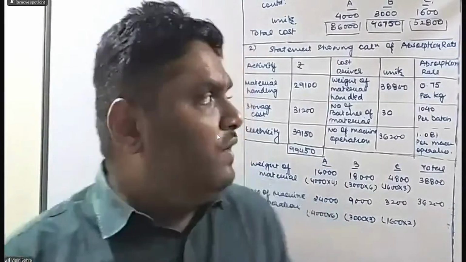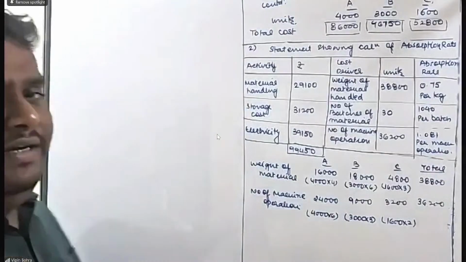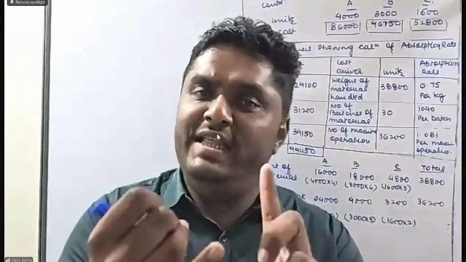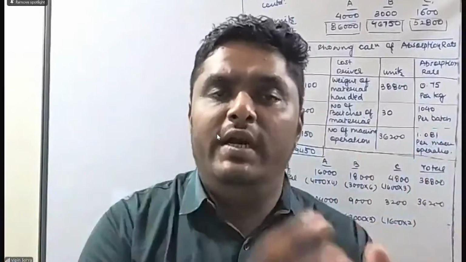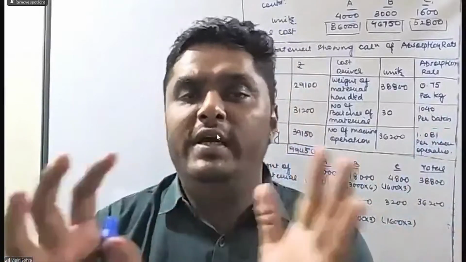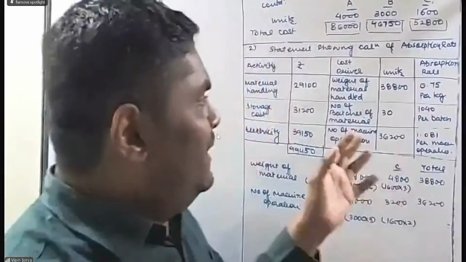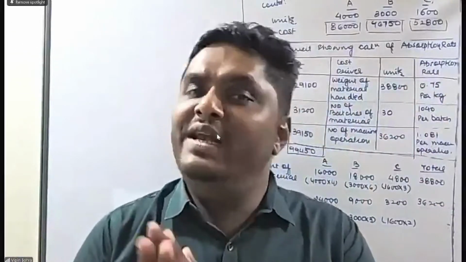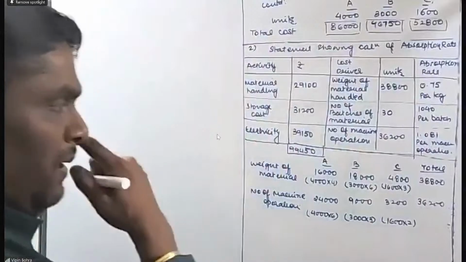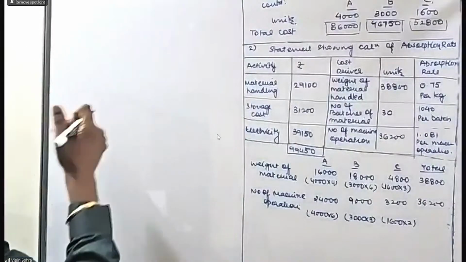So we are done with the calculation of absorption rate. In the traditional system of costing, as I said, there will be only one basis of absorption. So we calculated the absorption rate and applied it to calculate the cost of product. But herein, there are three absorption rates, so we will apply these rates separately to calculate the cost of product. So let's start with the calculation of total cost.